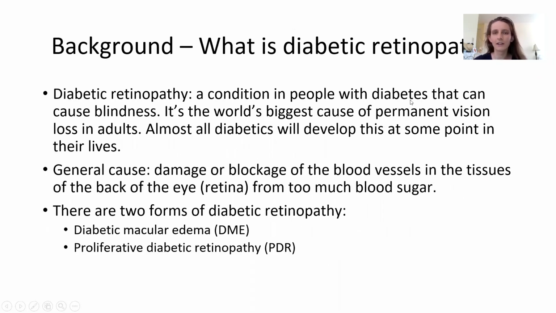So for some background, what is diabetic retinopathy? Well, it's a condition in people with diabetes that can cause blindness. It is the world's biggest cause of permanent vision loss in adults, as I said, and almost all diabetics will develop this at some point in their lives. The general cause is damage of the blood vessels in the tissues of the back of the eye, or the retina, from too much blood sugar. There are two forms of diabetic retinopathy. There is diabetic macular edema, DME, or proliferative diabetic retinopathy, PDR.